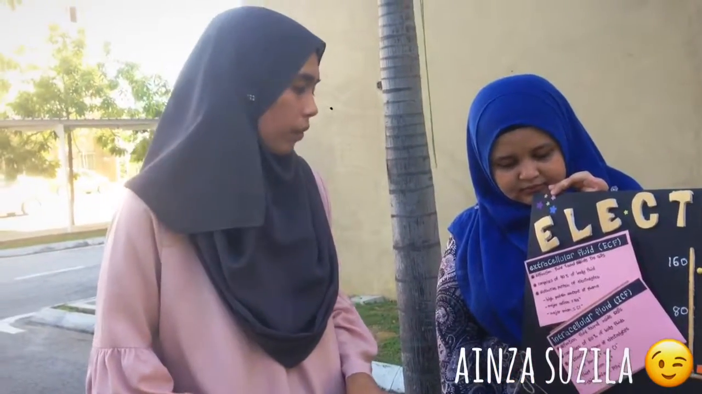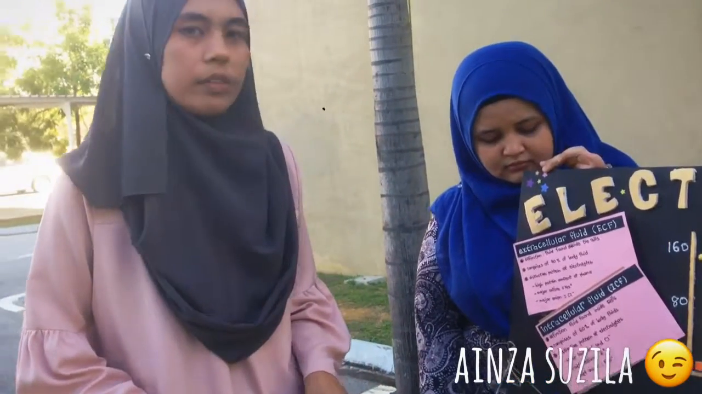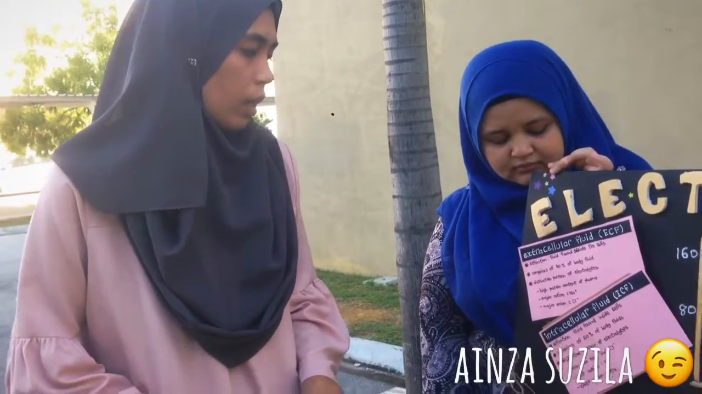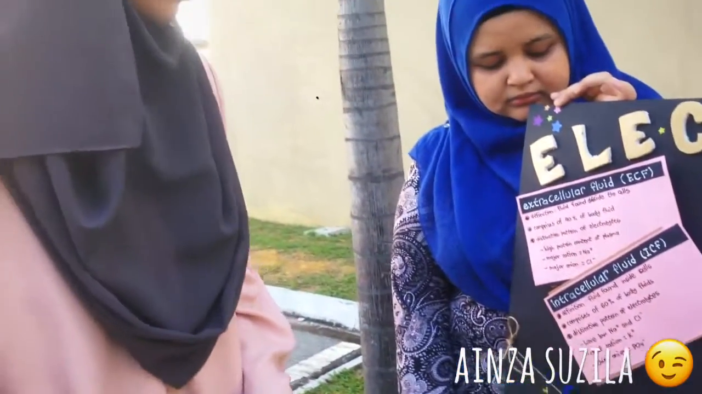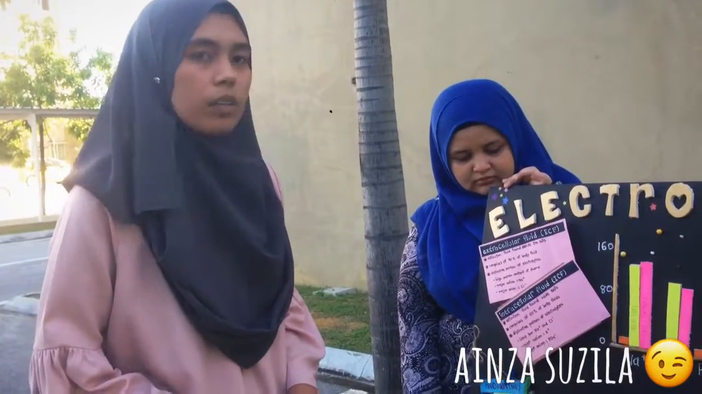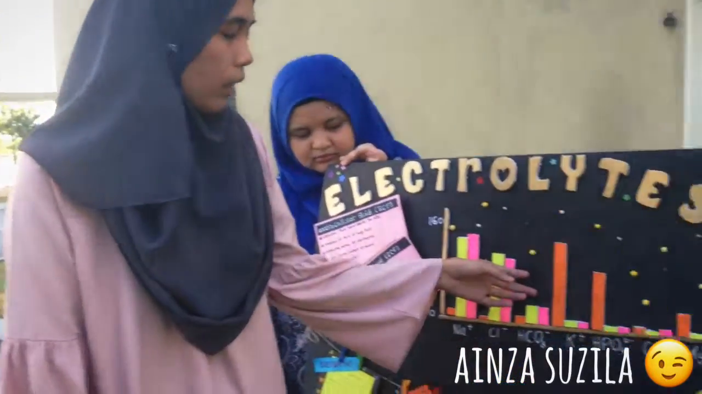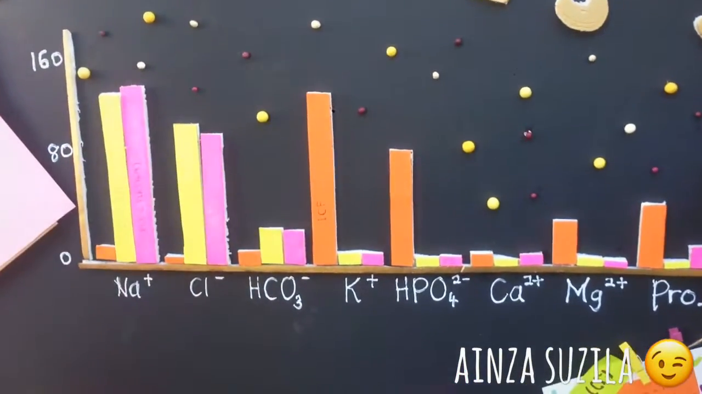I will present about intracellular fluid, ICF. The definition of ICF is fluid found inside the cell. It comprises 60% of body fluid. The distinctive pattern of electrolytes is low sodium and chloride. The chief cation is potassium. The chief anion is phosphate. The orange color indicates intracellular fluid.